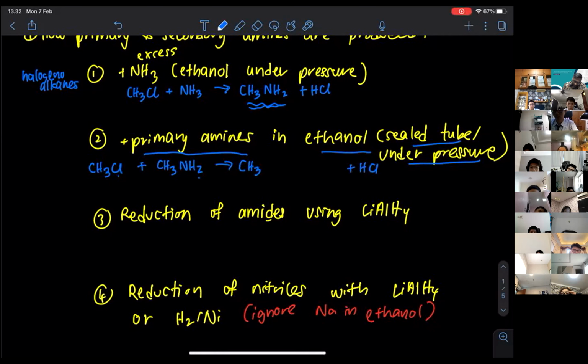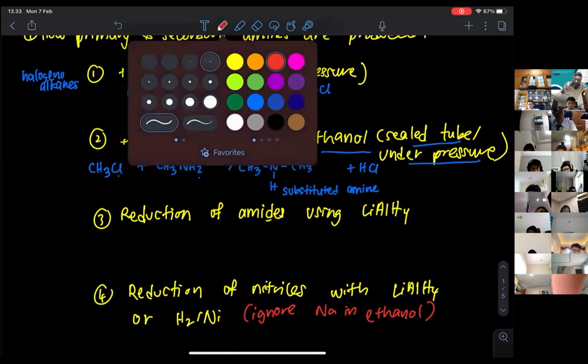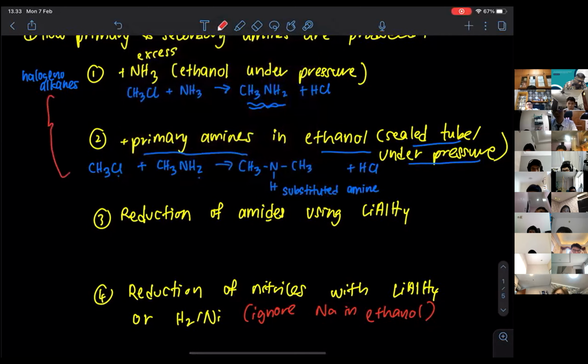So you will have the nitrogen, one hydrogen, and then you have CH3. So this is a substituted amine. You are going to get a substituted amine if you are reacting like this. So this is going to be the second reaction. But both of them are reactions of halogenoalkane. But that is not the only reaction with the halogenoalkane.